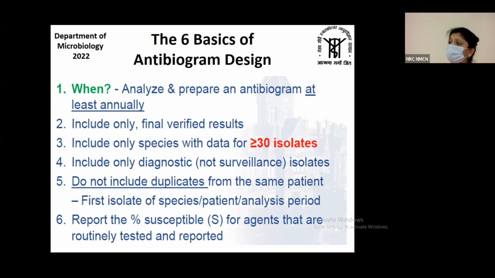What is the biggest problem? Drain culture after drain culture, ET aspirate after ET aspirate. Every second day tracheal aspirate, every second day drain culture. Just tell me, how does it help you to send the tracheal aspirate culture every second day? Every third day you are sending the same drain fluid. Every second day you are sending the same left PCN, right PCN, left PCN, right PCN.